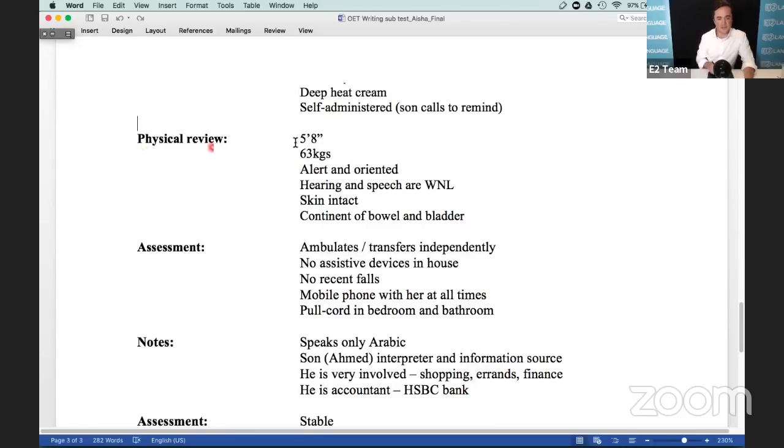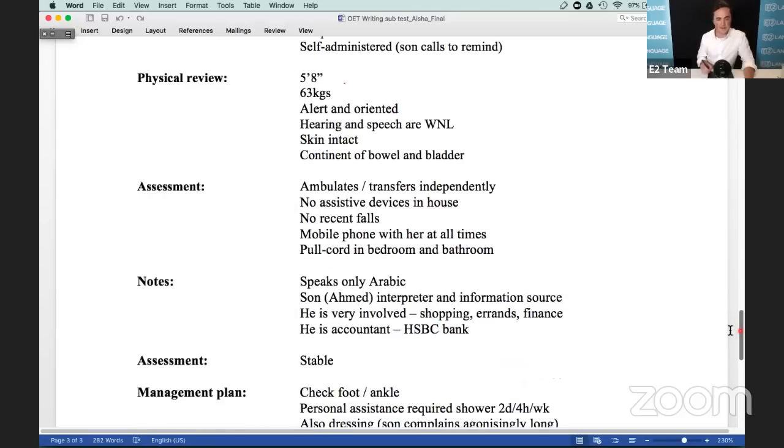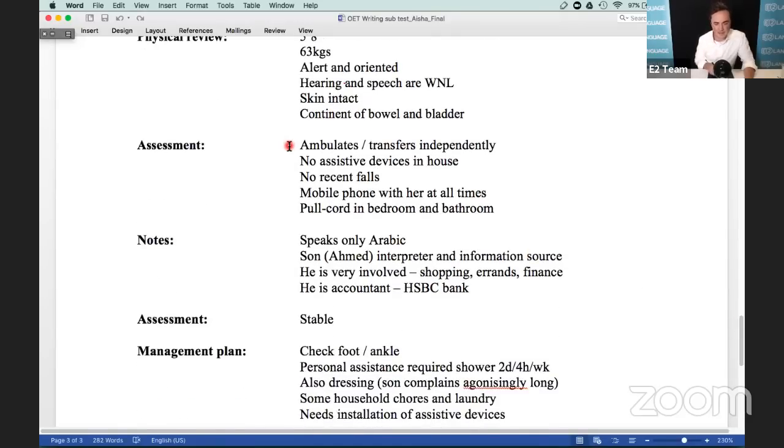Physical review of Aisha Amari. She's 5'8", she's 63 kilos, she's alert and oriented, hearing and speech are within normal limits, skin intact, continent of bowel and bladder. Is that going to be relevant? Assessment. Ambulates independently, walks around independently, in other words. No assistive devices in house, no recent falls, mobile phone with her at all times, pull cord in bedroom and bathroom. Notes. Speaks only Arabic.